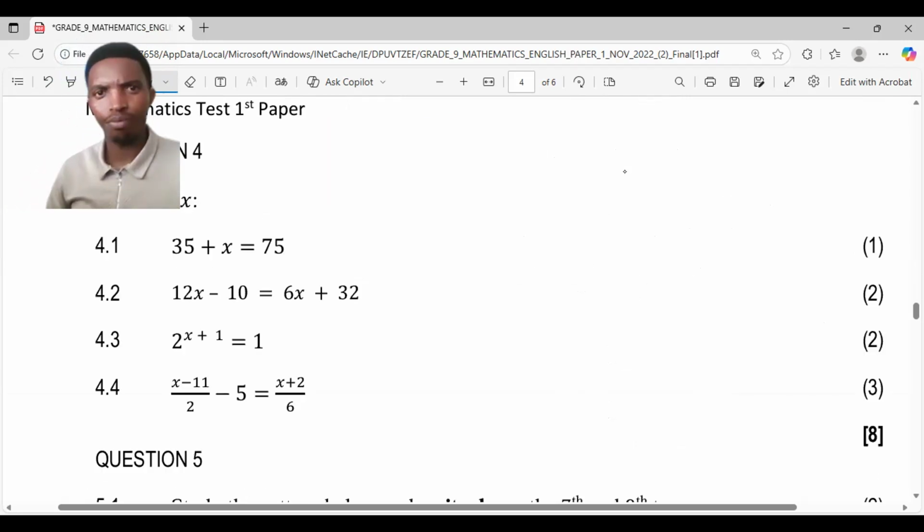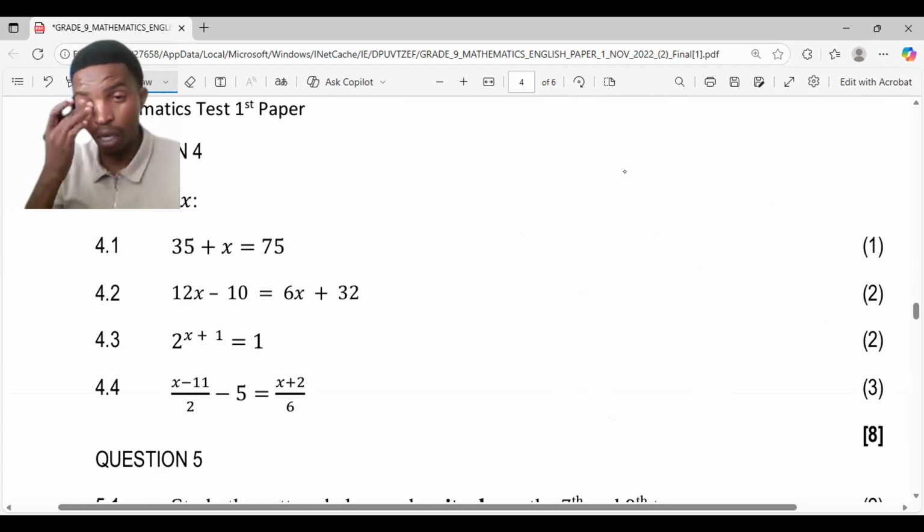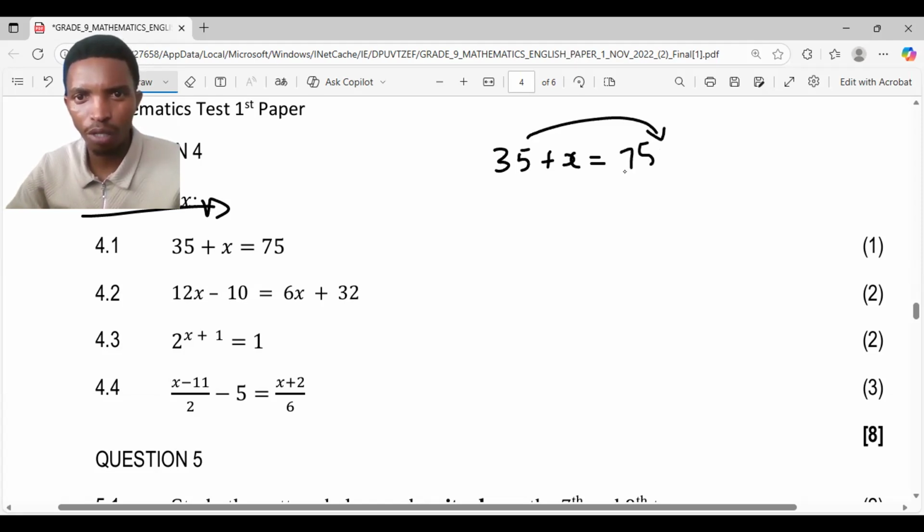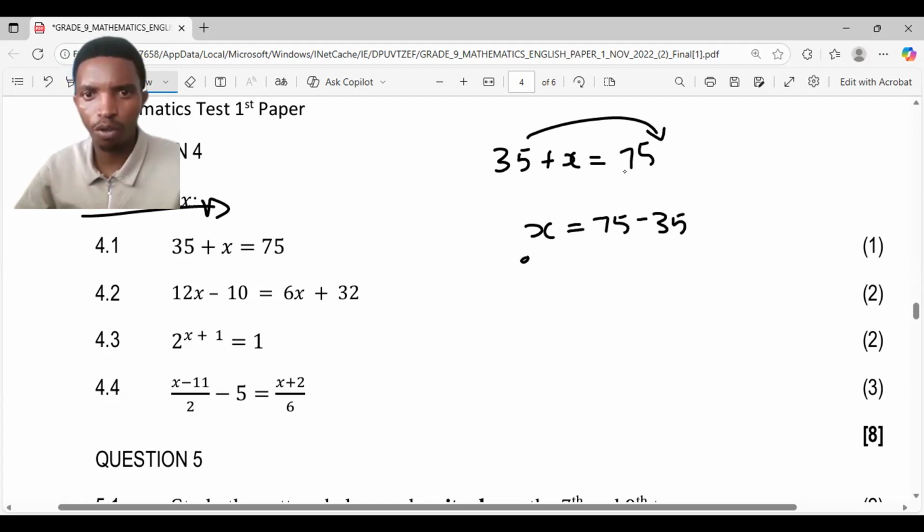Coming to question 4. We'll end here for now, and then we'll take a 5 minute break and then come back to do question 5 and 6, and then we'll be done. So question 4, they're saying we should solve for x. This is one of the easiest questions, whenever you see it, we kill it. So we have 35 plus x is equals to 75. We take this over to the other side, we're going to have x is equals to 75 minus 35. Therefore, our x is 40.